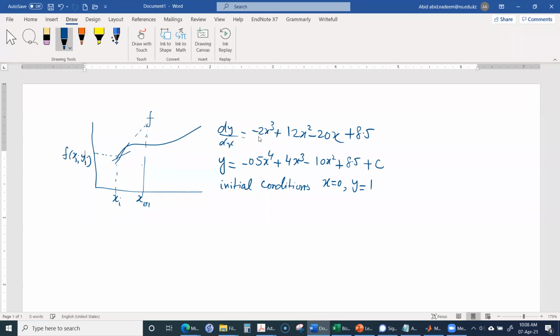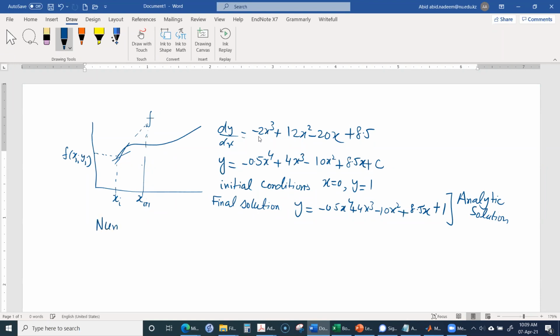If we apply this initial condition, then the final solution is y is equal to minus 0.5x to the power 4 plus 4x cubed minus 10x squared plus 8.5x, and c will be equal to 1. So this will be the final solution, the analytic solution.